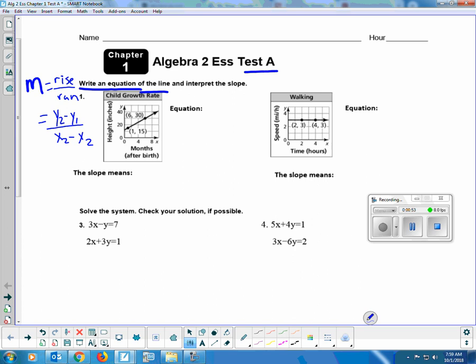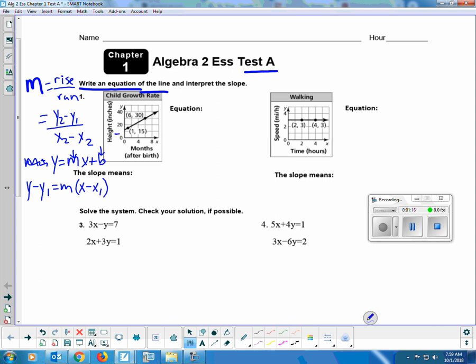The other thing for equations of a line, if you know, I'm sorry, that's wrong. If you know both the slope and the intercept, you can plug in the slope and the intercept. Or if you don't know the slope and intercept, but you know the slope and a point, we have this formula.